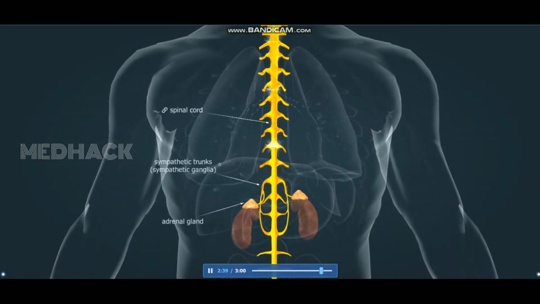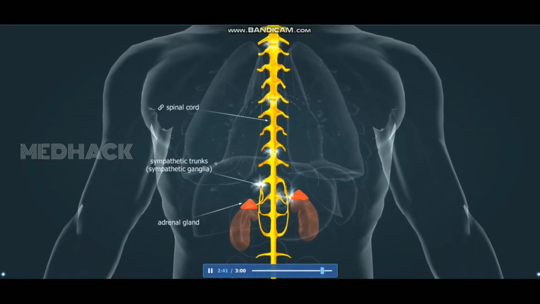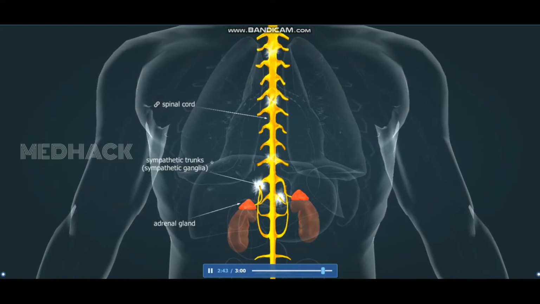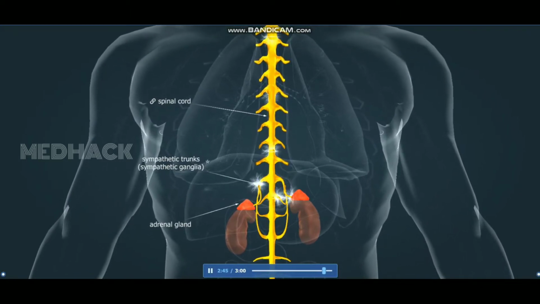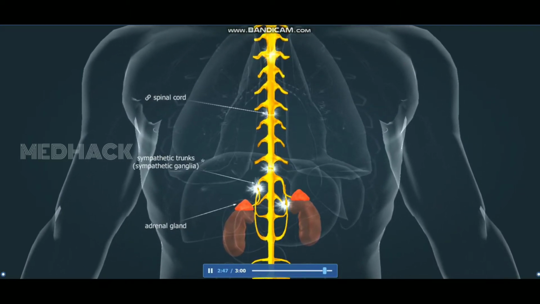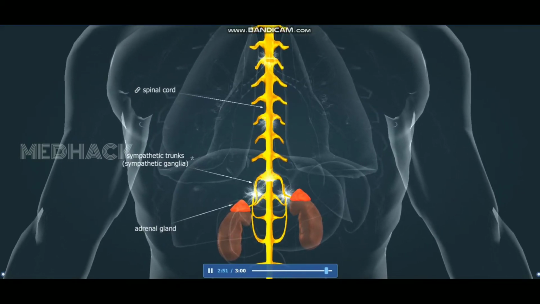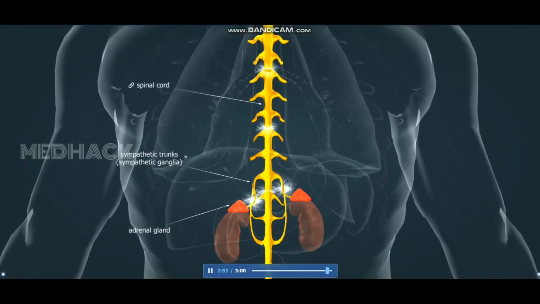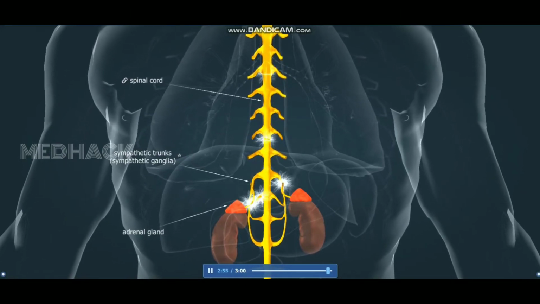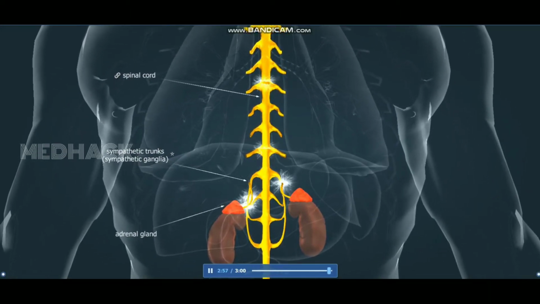In response to stress or emergency situations, hormone production increases in the adrenal medulla. In such cases, the sympathetic nervous system activates and can directly stimulate the production of adrenal medullary hormones, for example, adrenaline or epinephrine, with the help of sympathetic neurons.